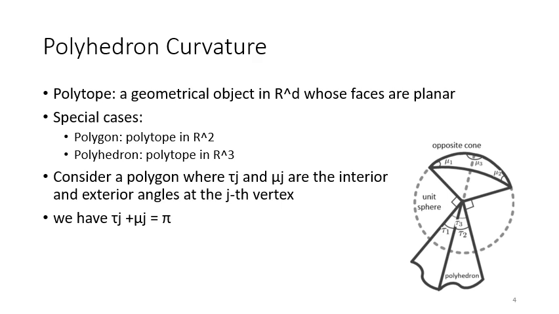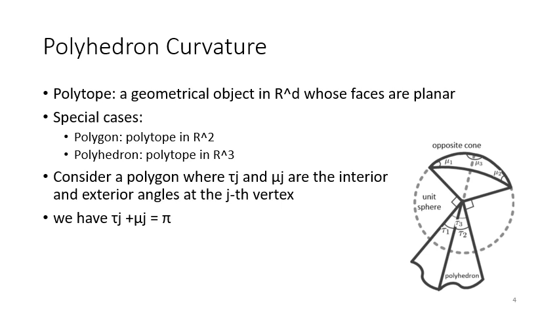A polytope is a geometrical object in R^d whose faces are planar. Its special cases are polygon and polyhedron. Polygon is a polytope in R^2 and polyhedron is a polytope in R^3. Now consider a polygon or a polyhedron where tau_j and mu_j are the interior and exterior angles at the jth vertex.